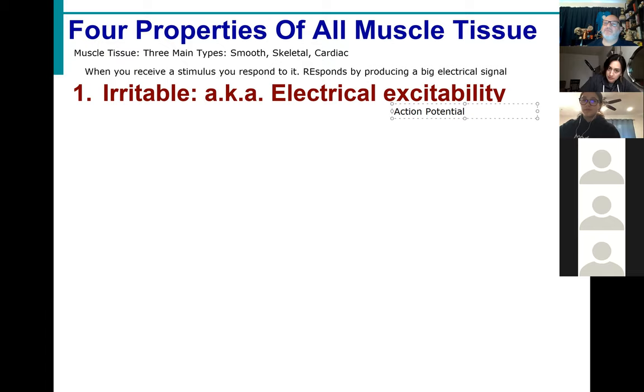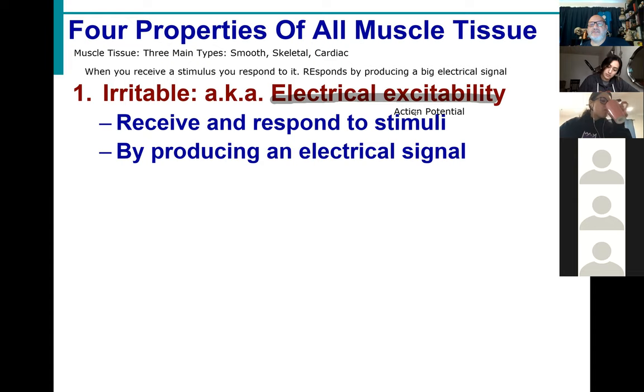An action potential is basically a big positive signal. So since muscle tissue responds by producing this big positive electrical signal, we can also say that it's irritable, or we can also say that it is electrically excitable. When it is excited, it produces an electrical signal. And again, that electrical signal is an action potential. Now, I'm going to sneak this in over here on the side. This is an active property.